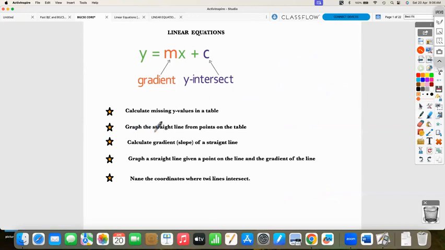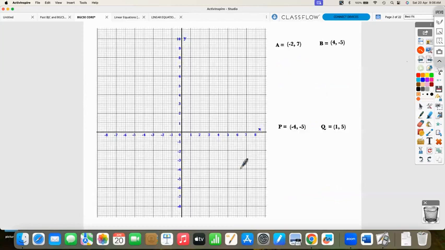So the first thing, I'm going to teach you how to calculate the gradient, because that is what you have to know. Now, if I ask you to plot these points, A equals (-2, 7) and B equals (4, -5), and join the two points, this is what it should look like. That is what your line should look like.